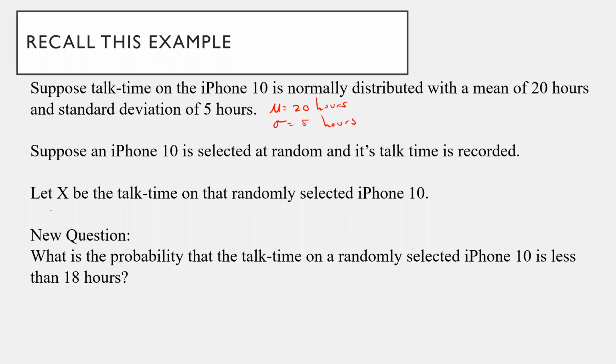Suppose an iPhone 10 is selected at random and its talk time is recorded. So we let X be the talk time on a randomly selected iPhone 10. And now here's the problem, and this is going to set up why we need the standard normal. What is the probability that the talk time on a randomly selected iPhone 10 is less than 18 hours? So it's the probability that X is less than 18 hours. Okay. So here's how we were solving this. I'm going to draw the normal density curve.